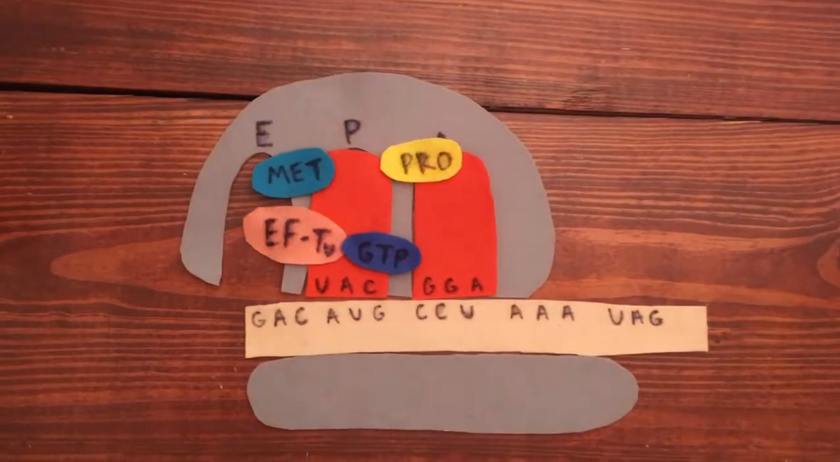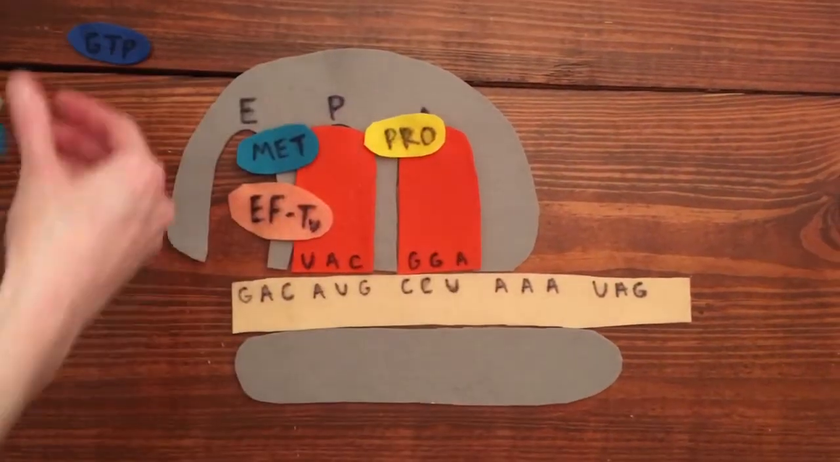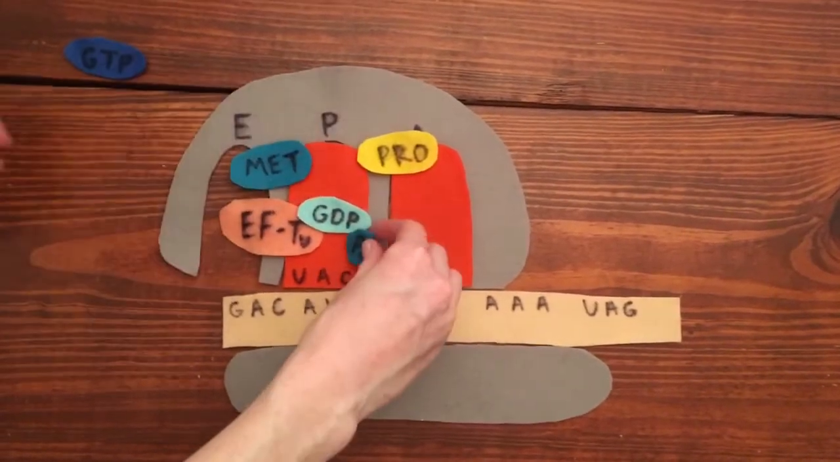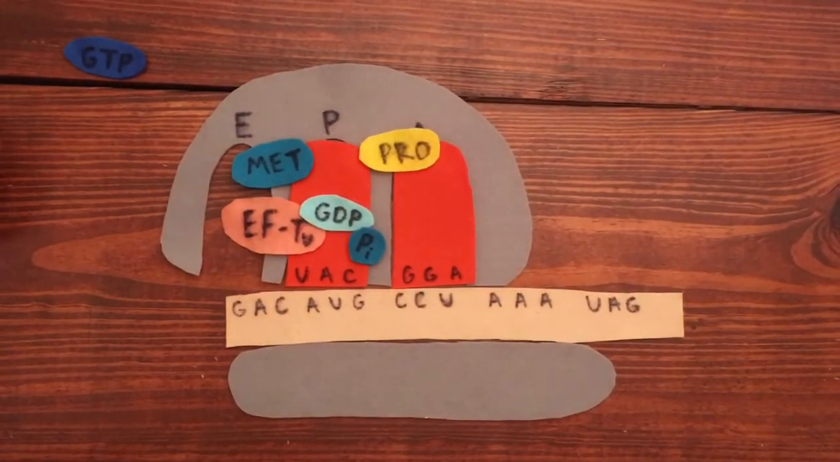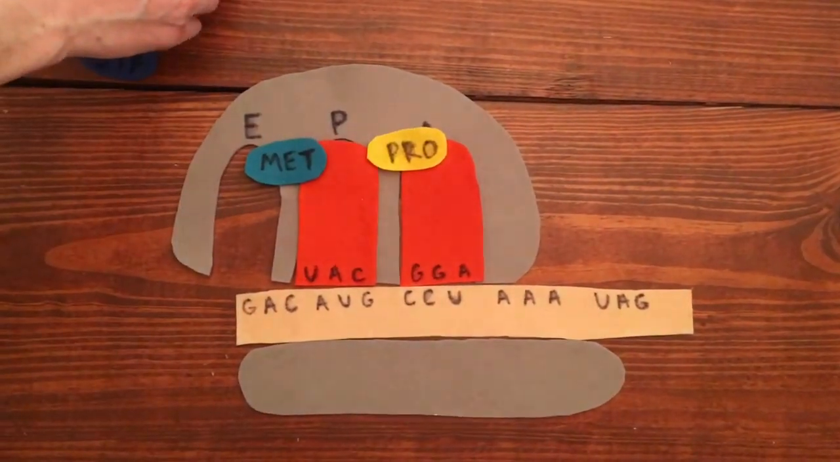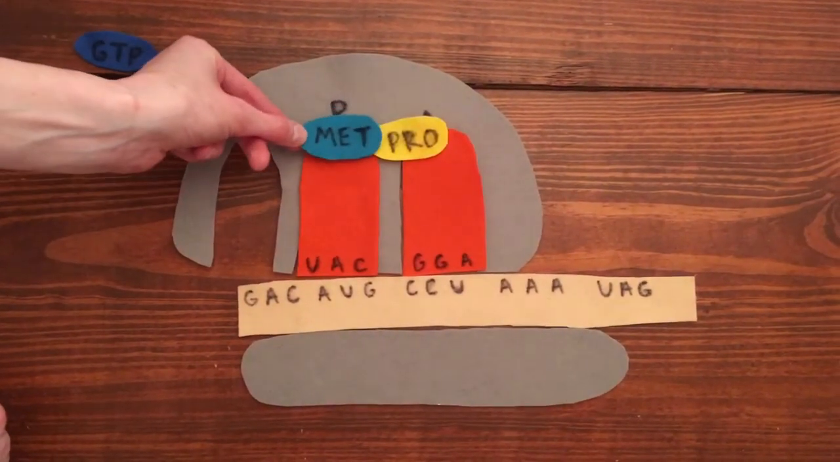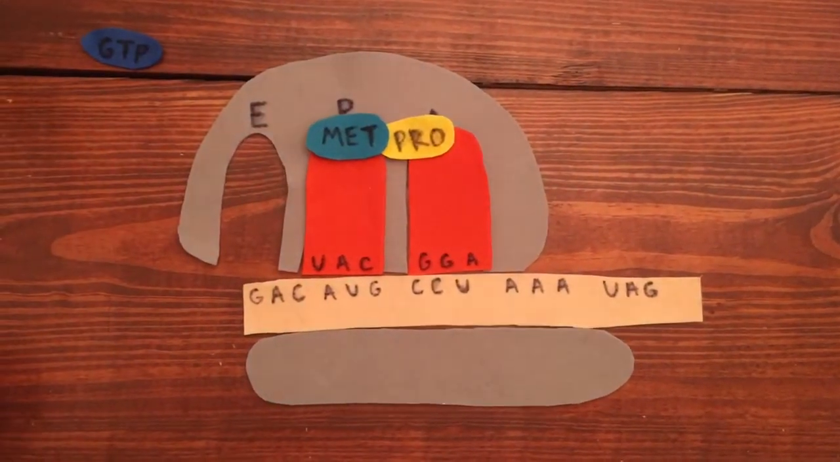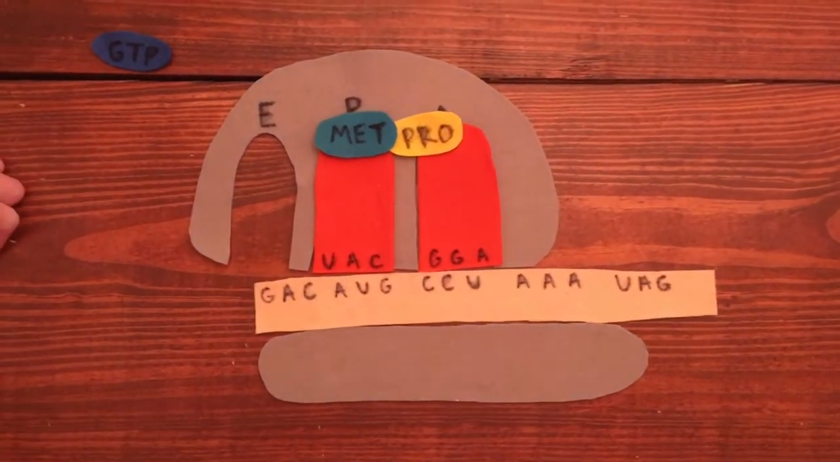Now, our GTP is going to be converted to GDP and an inorganic phosphate. This is going to cause the EF2, GDP, and inorganic phosphate to release. Now, a peptide bond is going to form between the two amino acids. Then, the ribosomal subunit is going to move towards the 3' end.